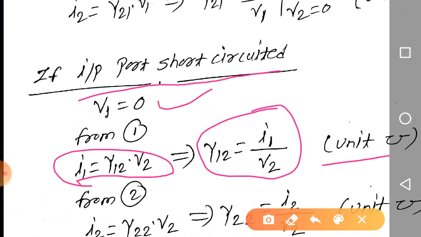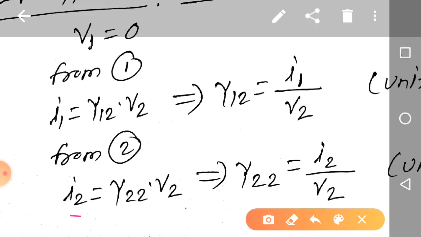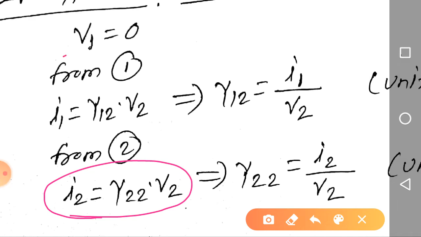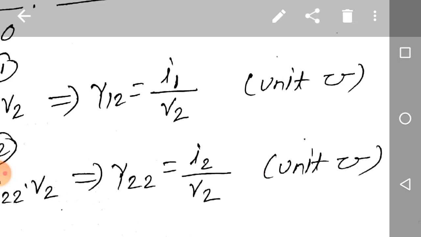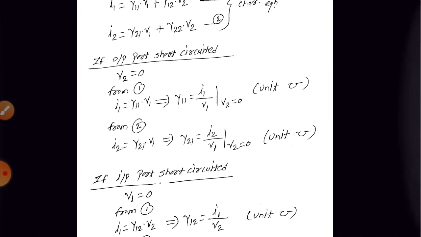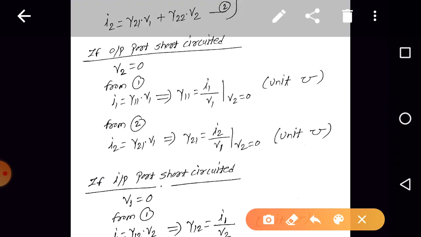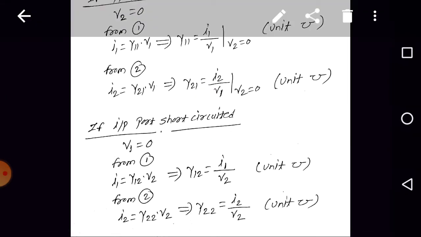So the unit is mho. Next, from the second equation we can write I2 is equal to Y22 into V2, provided that V1 is equal to 0. So Y22 is equal to I2 by V2. Again, it is a ratio of current to voltage, so the unit will be mho. It is an admittance. So in order to find Y11 and Y21, we need to short circuit the output port. In order to find Y12 and Y22, we need to short circuit the input port.